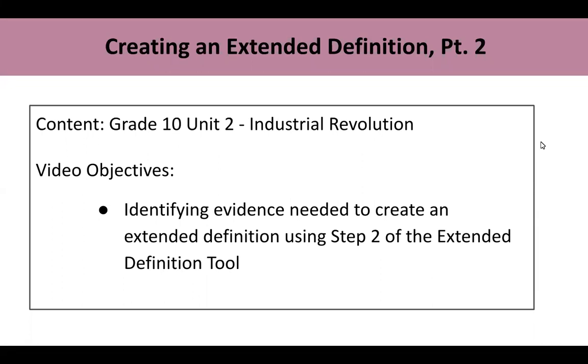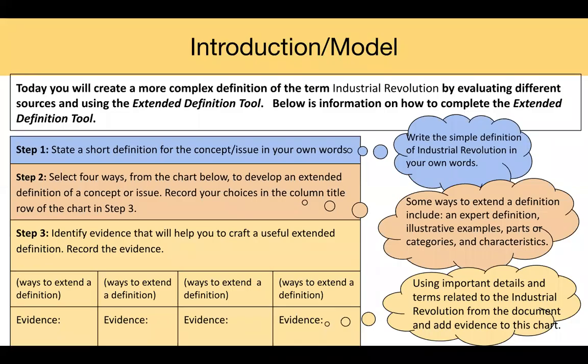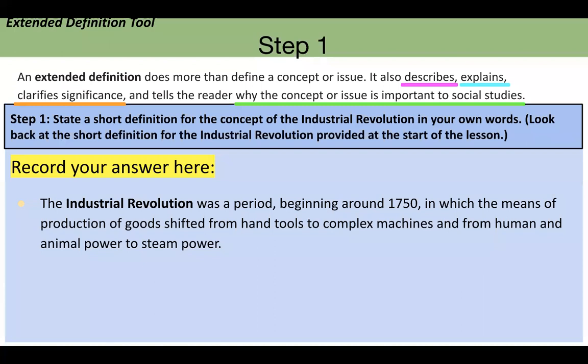Our content will be from, once again, grade 10, unit 2, the Industrial Revolution, and our objective for this video is to identify evidence needed to create an extended definition using step 2 of the extended definition tool. In our previous video, we looked at why we use the tool and what the tool expects of us. We also worked on step 1, which was putting down a short definition of what we know about the Industrial Revolution. Now we're going to move on to step 2.